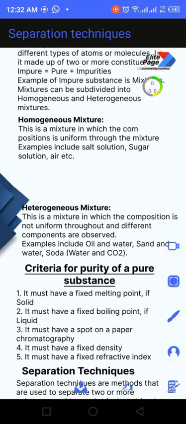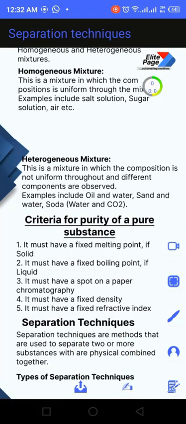Moving to the next one, heterogeneous mixture. This is a mixture in which the composition is not uniform throughout, and different components can be observed. Examples include a mixture of oil and water, a mixture of sand and water, and a mixture in soda, like water and CO2 gas.